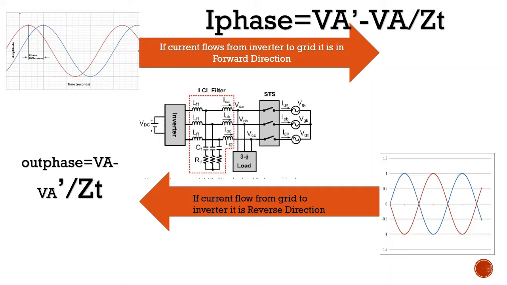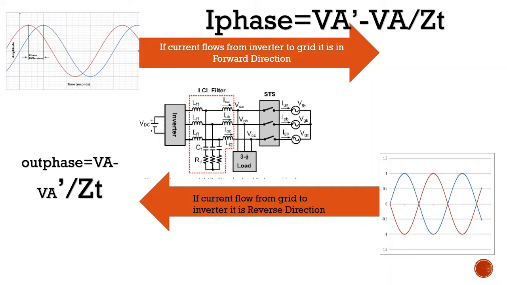The second condition is the out phase. Out phase means the current is flowing from the grid to the inverter, which means the STS switches are turned on. So the current is flowing from the grid voltage to the load to the filter and finally to the inverter. So the in phase and out phase have independently different formulas to find the I phase.